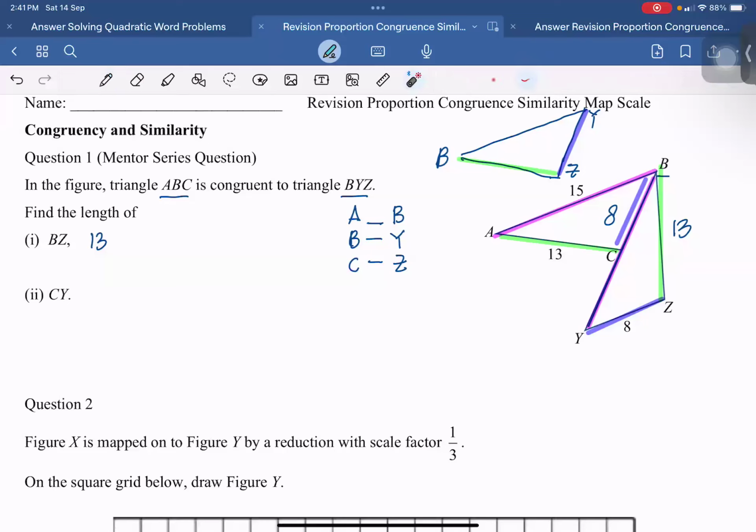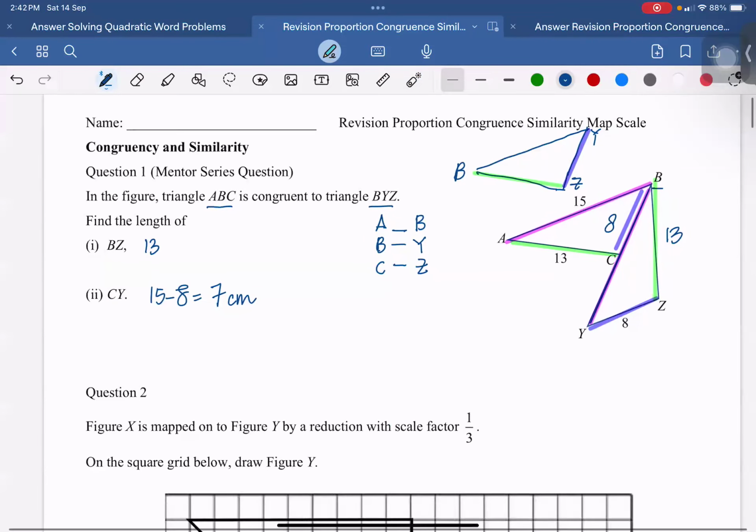Next one, they asked me to find CY. The whole thing over here is 15, and this is 8. How to find CY? 15 minus 8. So 15 minus 8 is how much? 7. Yes, thank you. So this part of the congruent question is very simple and straightforward. Must know how to do it.